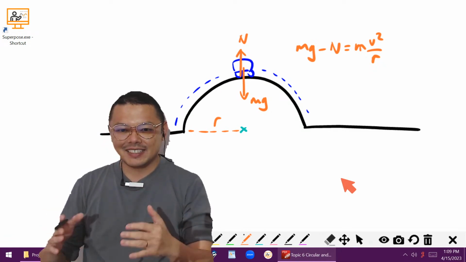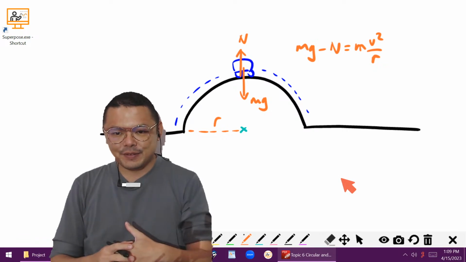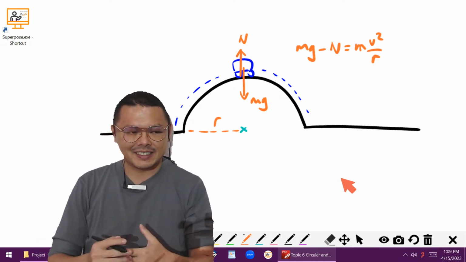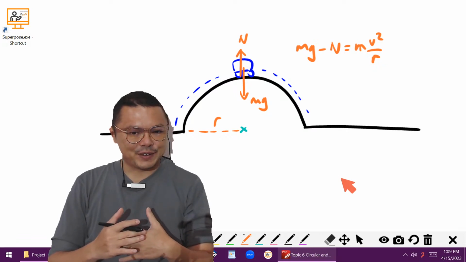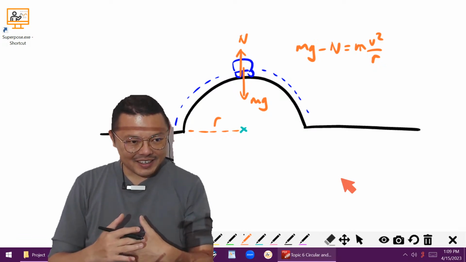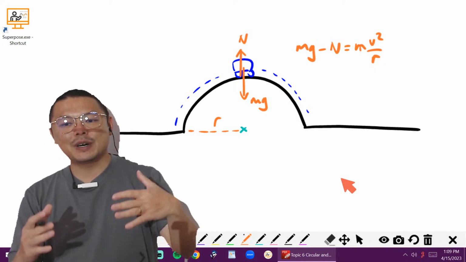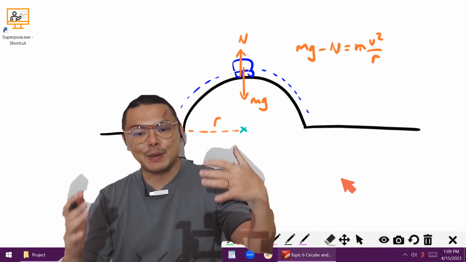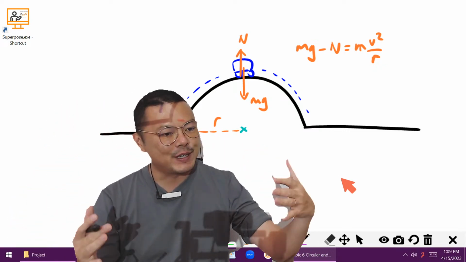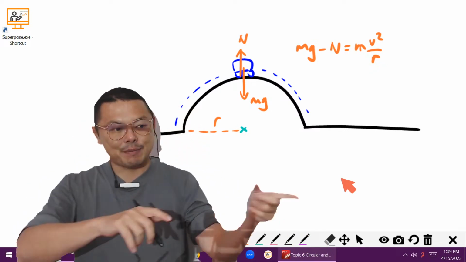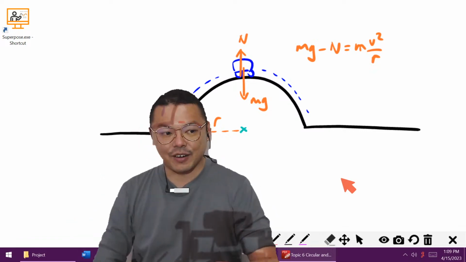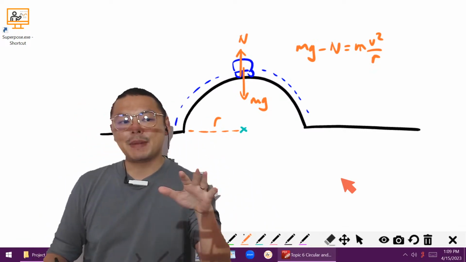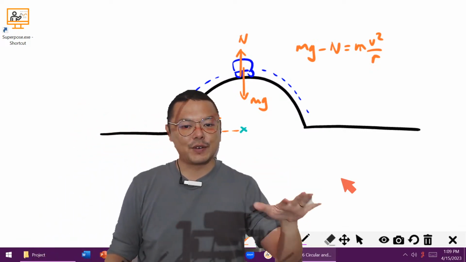Guess what, guys? If you fly off, what's the contact force? The contact force is 0, right? So I'm going to ask you, what's the maximum safe speed that you should be traveling over this bridge? Now you know the concept already. Now I'm just adding on another layer of questions, right? What's the maximum safe speed to drive over the bridge?